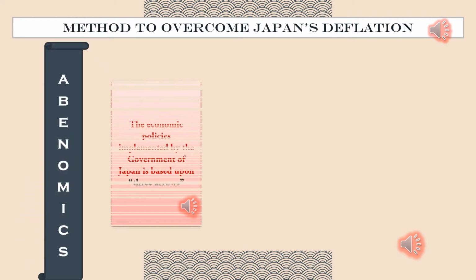Abenomics is the nickname for the economic policy that has been implemented by the government of Japan.